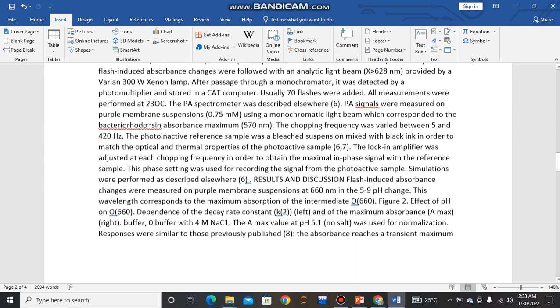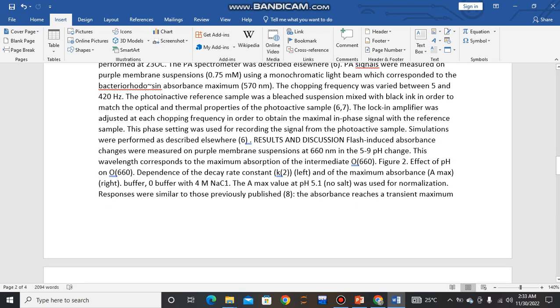The lock-in amplifier was used, and the phase setting was adjusted before recording the signal from the photoactive sample. Simulations were performed as described elsewhere.